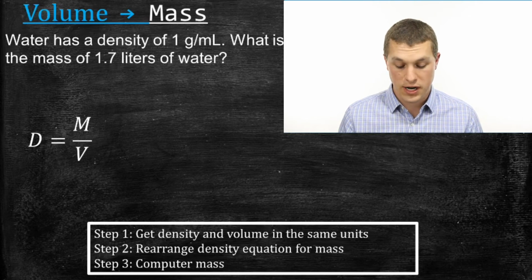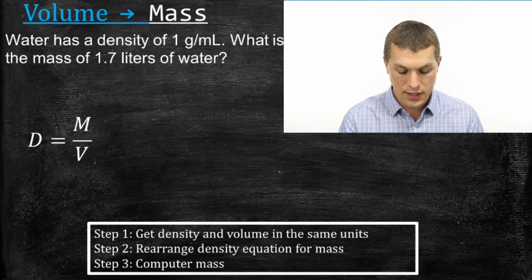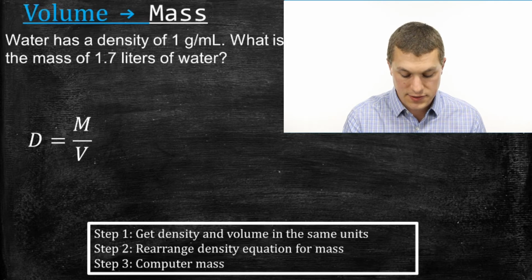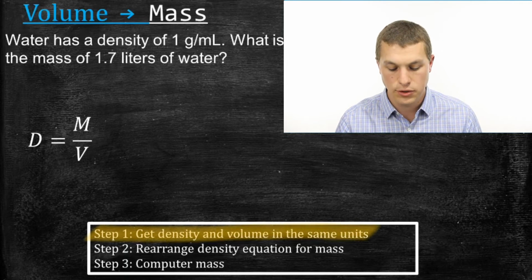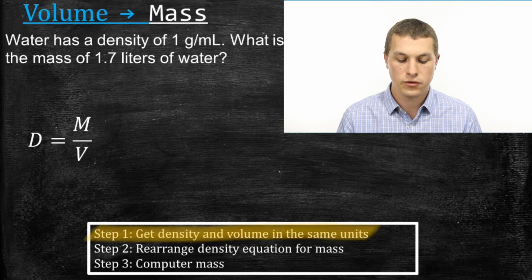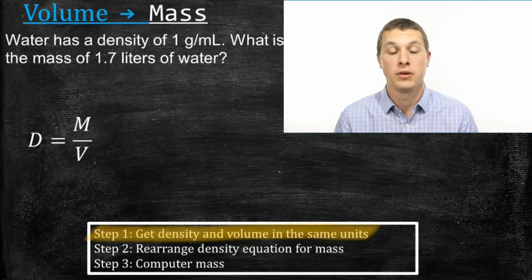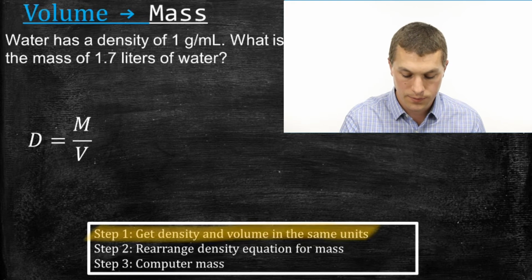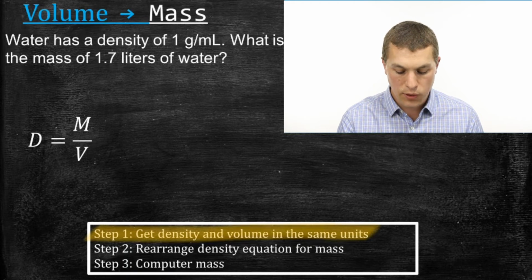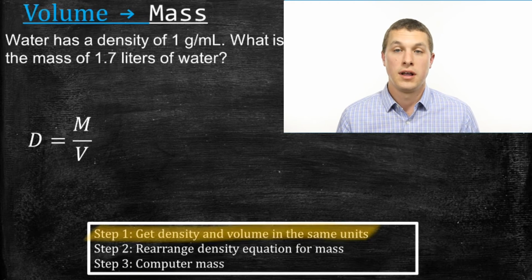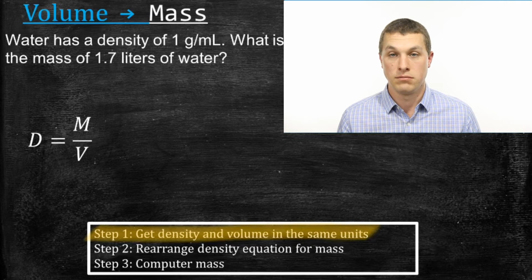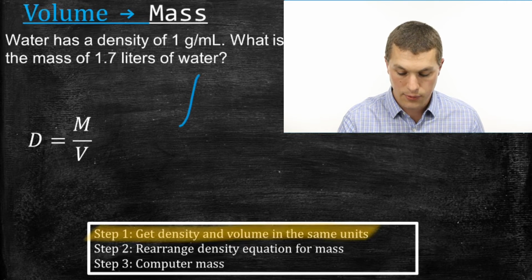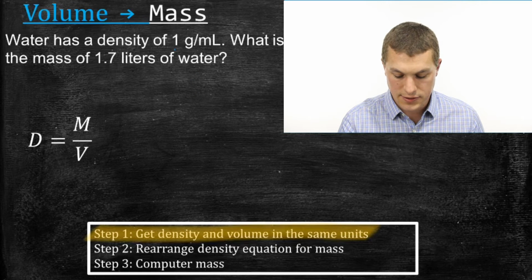So again, this process has been broken down into 3 steps. And step 1, again, is about the units. It says get density and volume in the same units. So the question asks, water has a density of 1 gram per milliliter. What is the mass of 1.7 liters of water? Well, step 1 is just telling us to make sure that the units we have for volume are the same across the board. And we can see here that our density is in grams per milliliter.